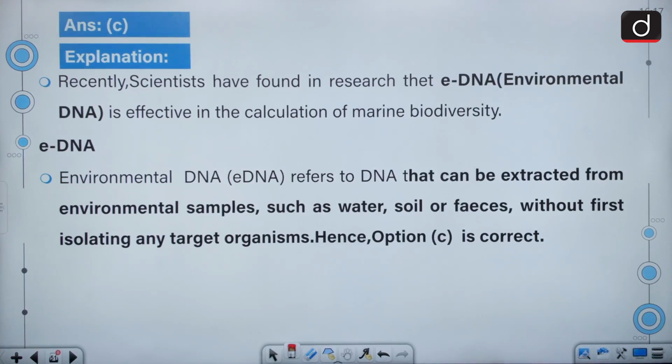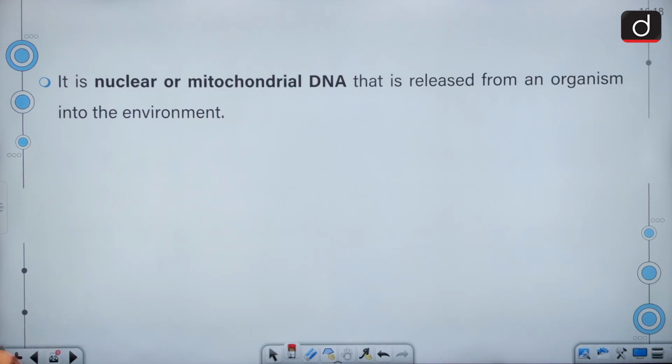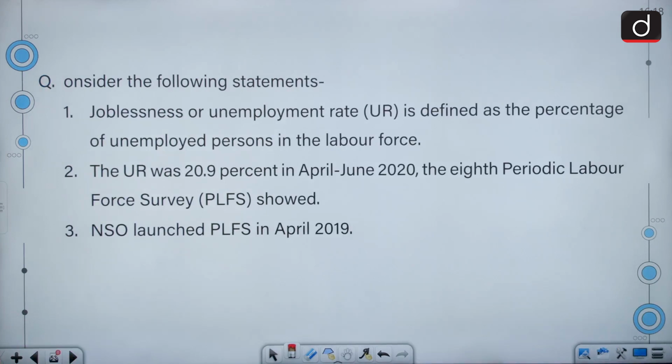the calculation of marine biodiversity. This refers to DNA that can be extracted from environmental samples such as water, soil or feces without first isolating any target organism. It is nuclear or mitochondrial DNA that is released from an organism into the environment. Moving on to the next question.